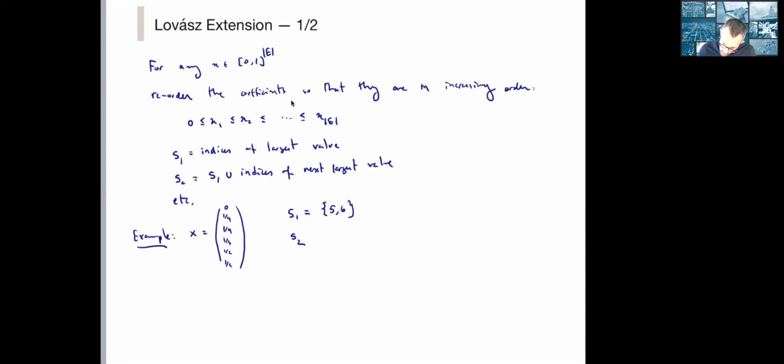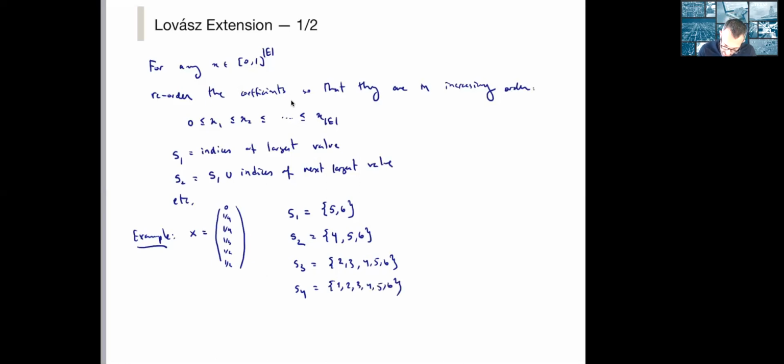S2 would be coordinate 4, that's the next largest value, 1/3, and also what I had before, 5 and 6. And S3 is going to be 1, oops, not 1. It will be 2 and 3 are the new ones, and then what I had before, 4, 5, and 6. And S4 will be everything now, 1, 2, 3, 4, 5, and 6.